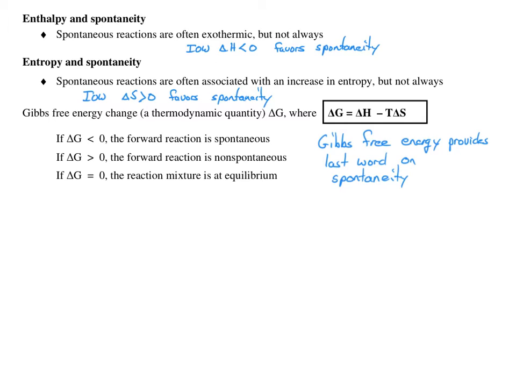The Gibbs free energy is a thermodynamic quantity we can use to always be able to determine the last word on spontaneity. When the value for Gibbs free energy is less than 0, or is negative, the forward reaction is spontaneous. If Gibbs is greater than 0, the reaction is non-spontaneous. And if Gibbs is equal to 0, that tells us that the reaction mixture is at equilibrium.